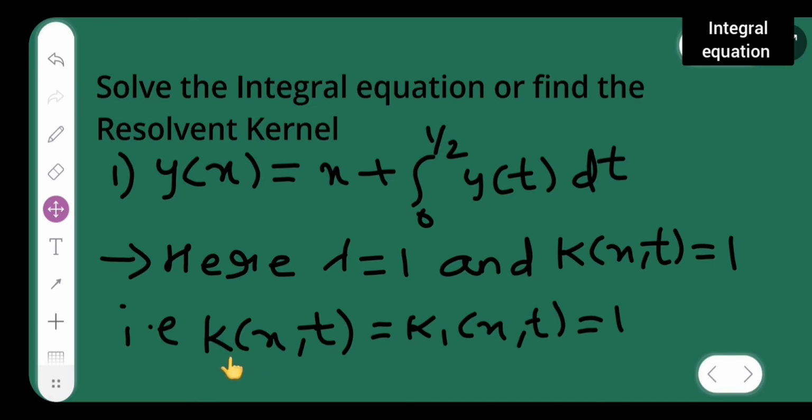Now I have to find what is my k1(x,t). Now, k1(x,t) is nothing but k(x,t), and my k(x,t) is 1. So if this is equal to this, then it will be equal to 1 only.